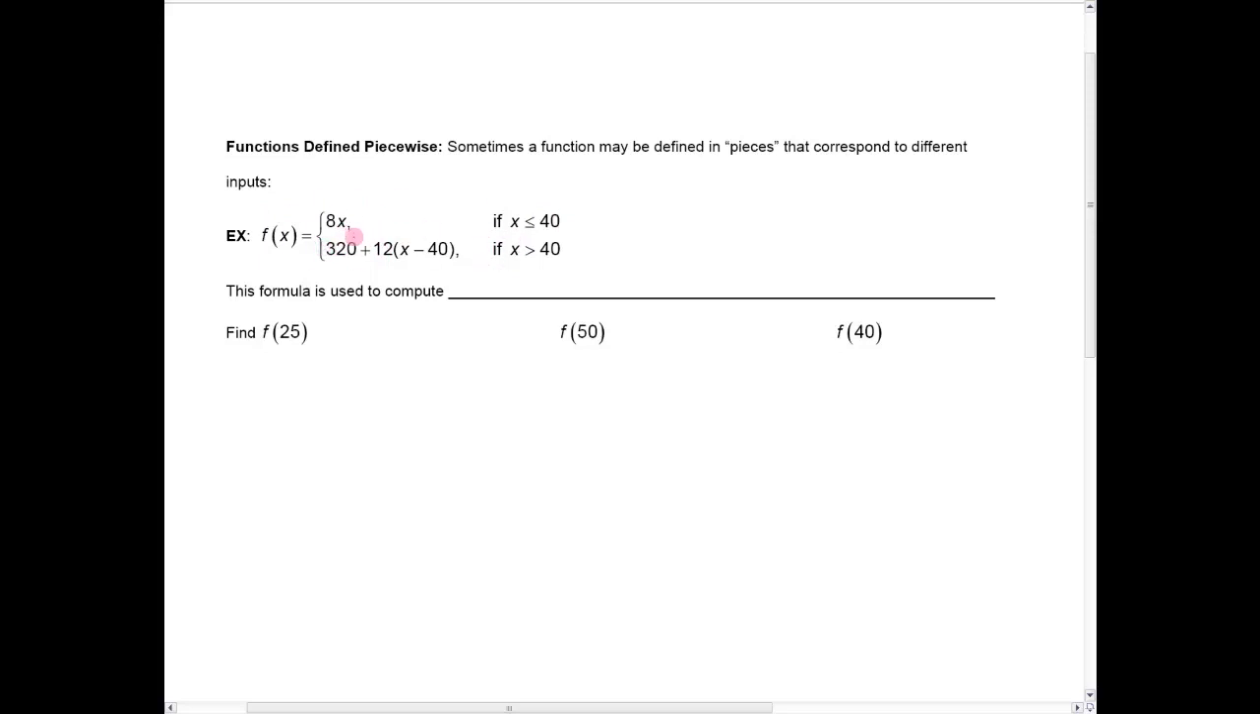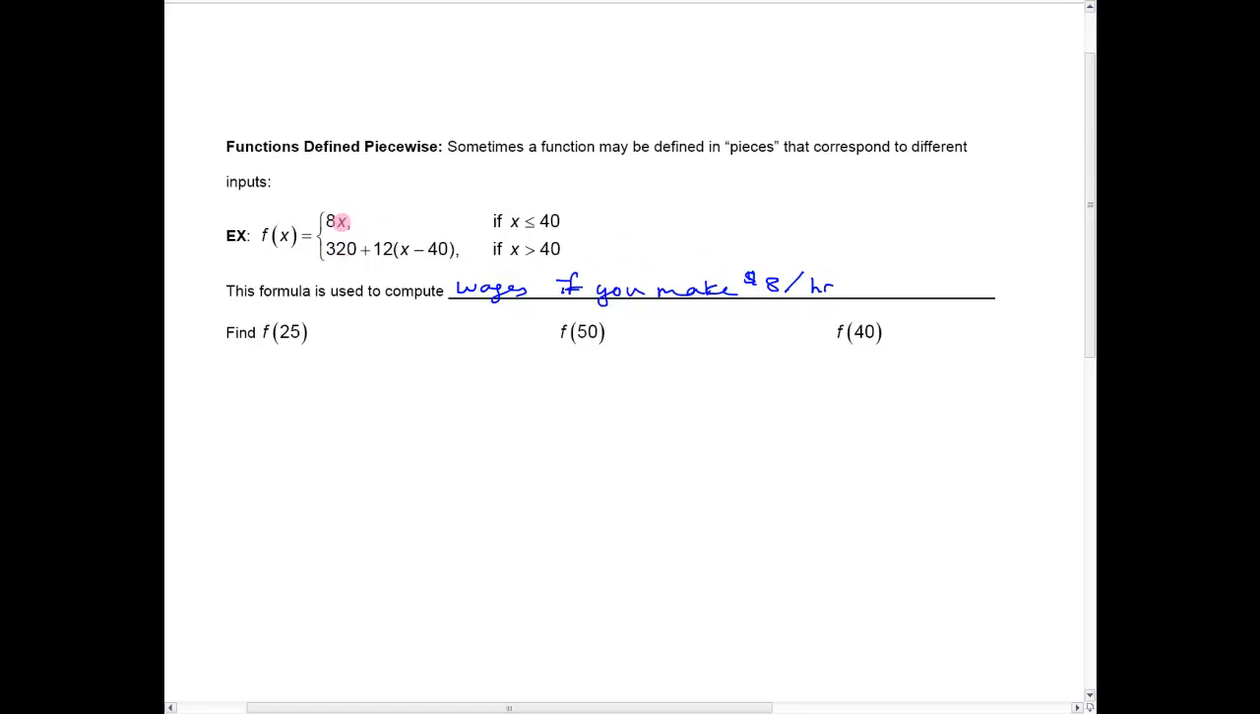Now this may seem kind of abstract, this notation, but I think you're probably familiar with this particular function. This is the formula that's used to compute your wages if you make $8 an hour. Okay, so in other words, if you work less than 40 hours a week, then you would get 8 times 40. But if you work over 40 hours a week, then you use this formula, right?